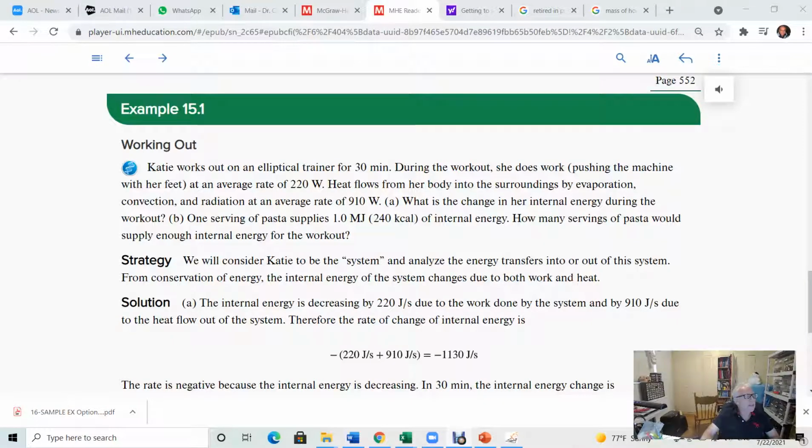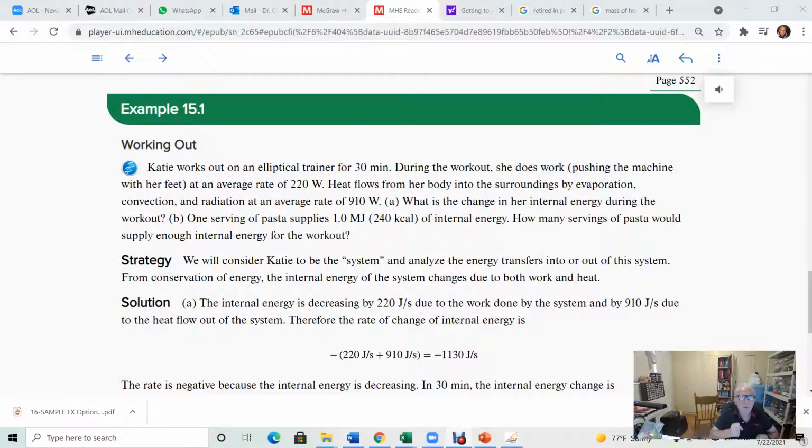Okay, let's take a look at this example here. It's an interesting example here. So here you go, the case of someone that's working out in an elliptical trainer for 30 minutes. Okay, so during the workout, Katie is pushing the machine with her feet at an average rate of 220 watts, or joules per second. She is applying a force, right, and she's displacing the machine as she does the workout. Heat flows from her body into the surroundings by evaporation.